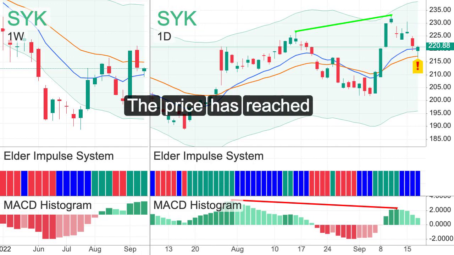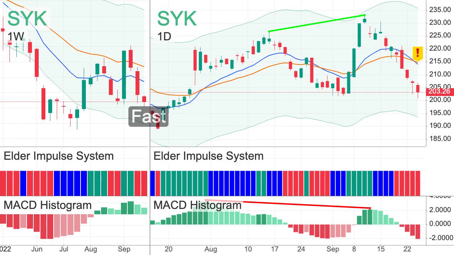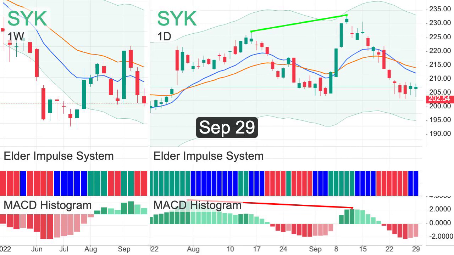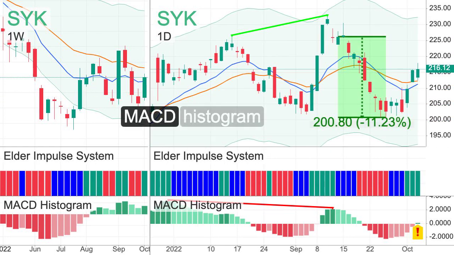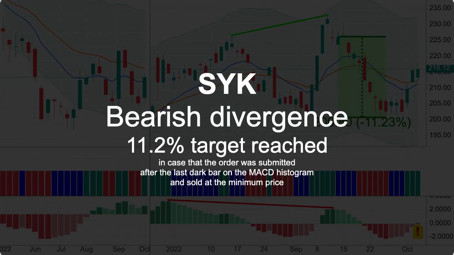The price has reached a point below the value zone. Fast EMA crossed slow EMA. MACD histogram crossed the zero line. 11.2% target reached.